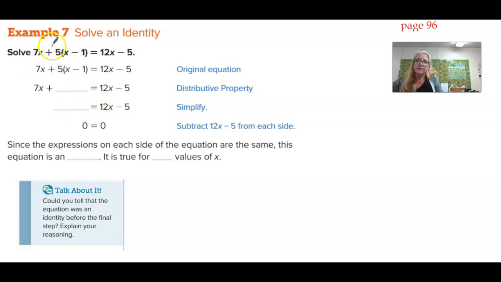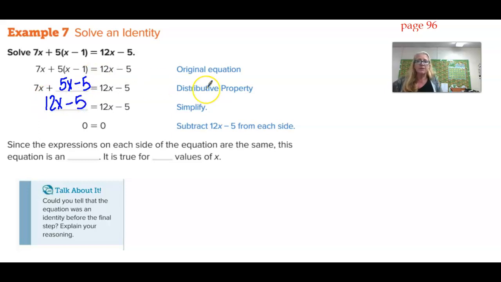We have 7x over here, and then we're going to distribute this plus 5. That's going to give us plus 5x. And 5 times negative 1 is negative 5. Now maybe we combine some like terms here. Clean this up a little bit. 7x plus 5x is 12x minus 5.